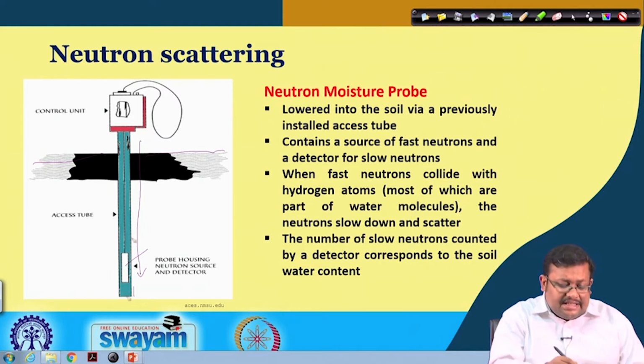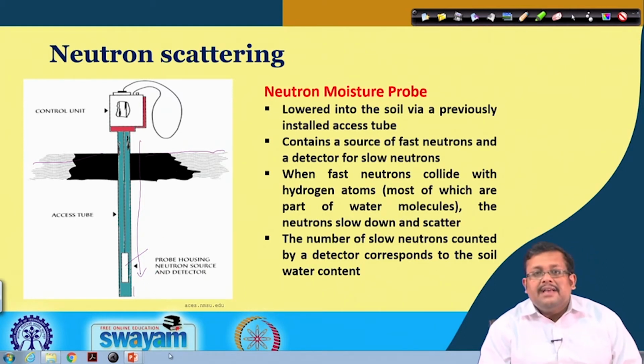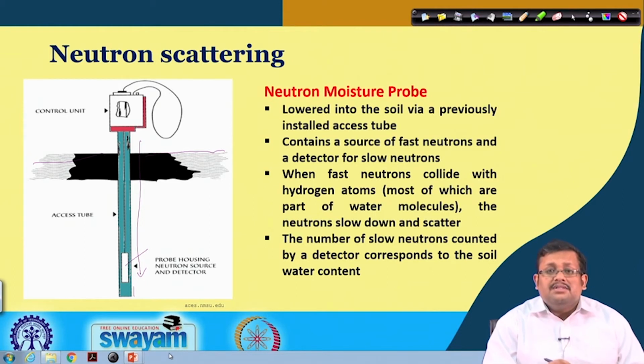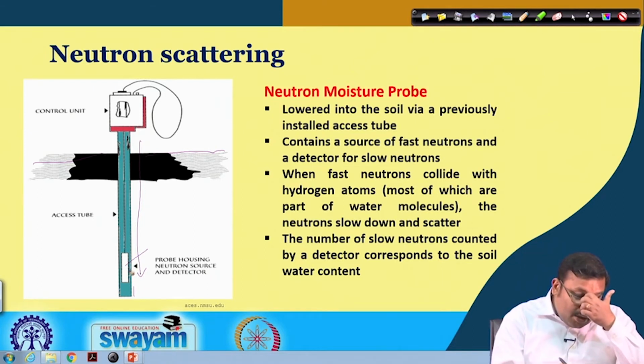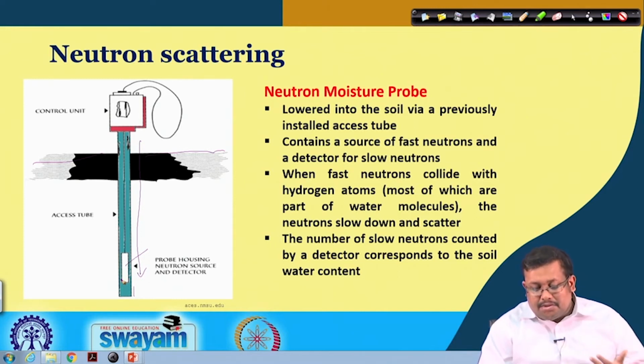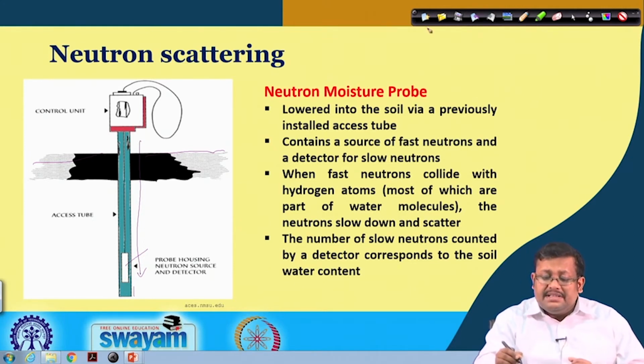Now, once we insert this probe into the soil through these access tubes and generate the neutrons, these neutrons will collide with the hydrogen atoms. Now, how are these hydrogen atoms generated? These hydrogen atoms are basically coming from the nearby water molecules. So, once the neutrons collide with these hydrogen atoms of the water molecules, the neutrons slow down and scatter, and we call them thermalized neutrons. The slow neutrons are called thermalized neutrons, and the number of thermalized neutrons is counted by a detector, which is also present in this probe. This corresponds to the soil water content, and by this you can calculate the soil moisture. So, this is the working principle of this Neutron moisture probe.